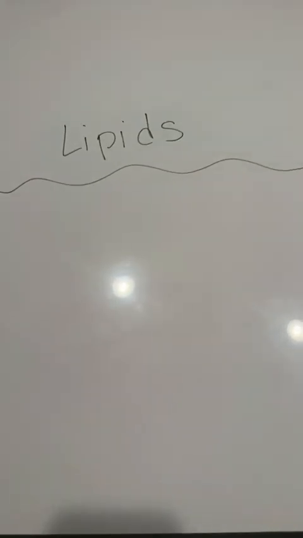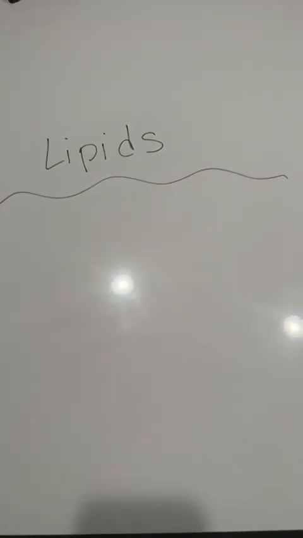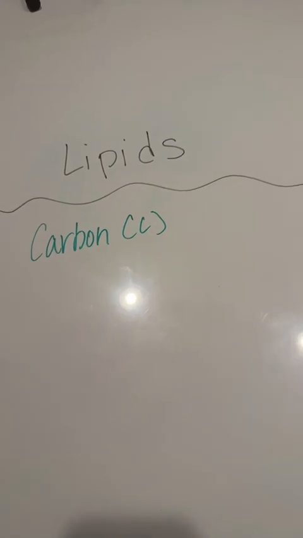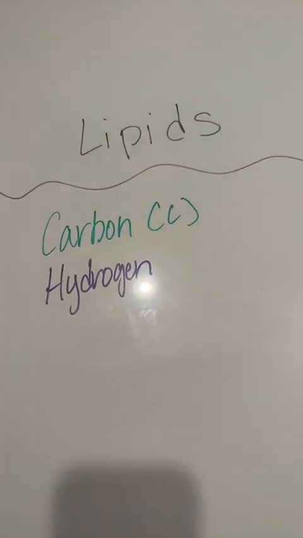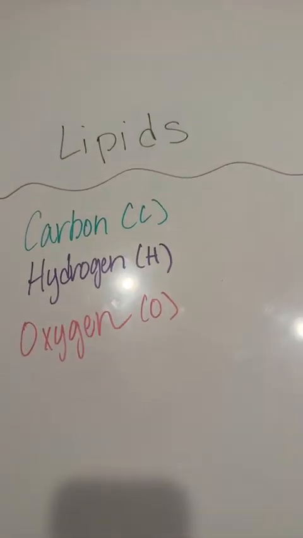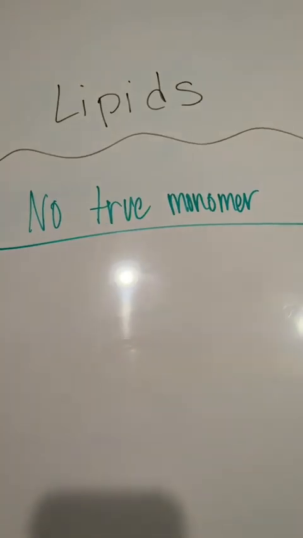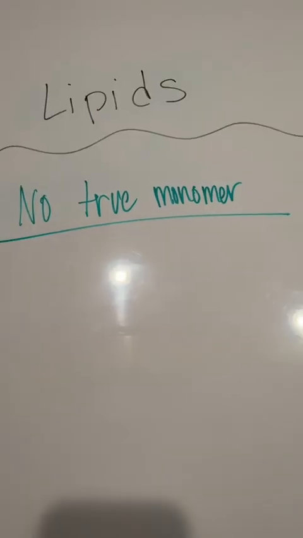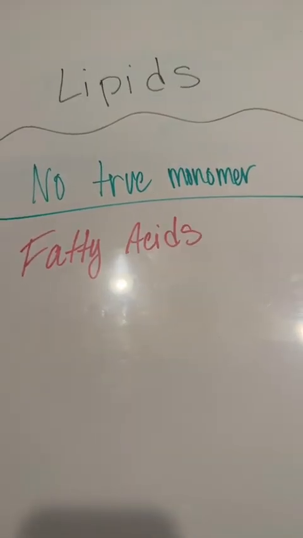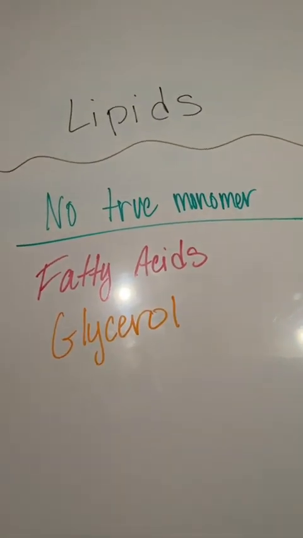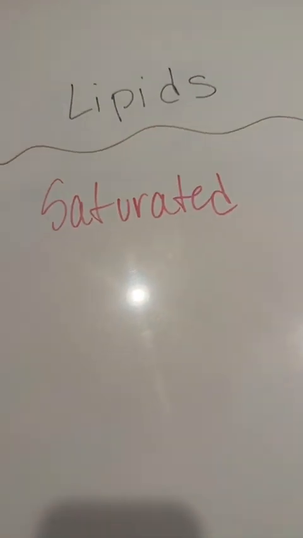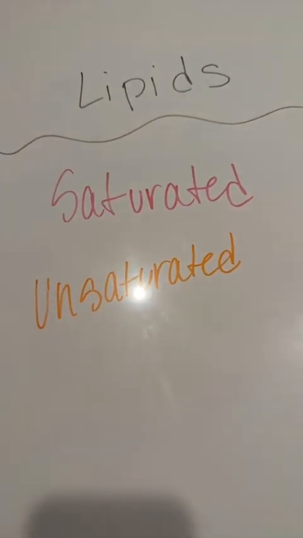The next biomolecule is lipids. As stated by Cleveland Clinic, lipids are composed of carbon, hydrogen, and oxygen, but there is less oxygen than carbs in lipids. Lipids have no true monomer, but they are built from fatty acids and glycerol. Lipids can come in two forms: saturated and unsaturated.